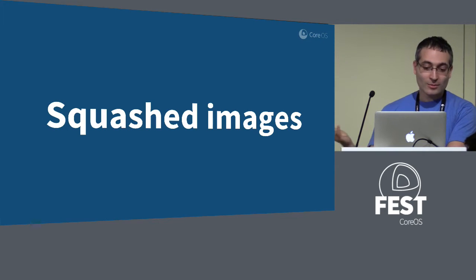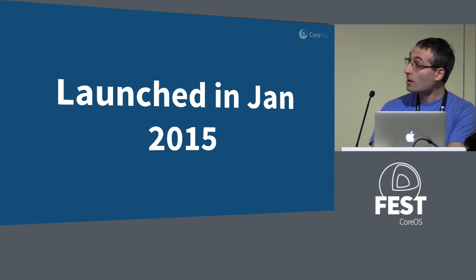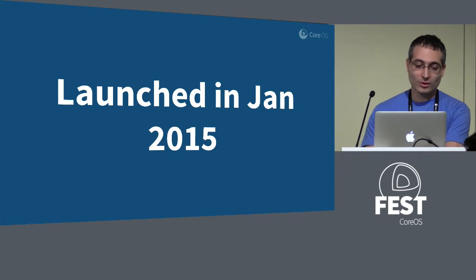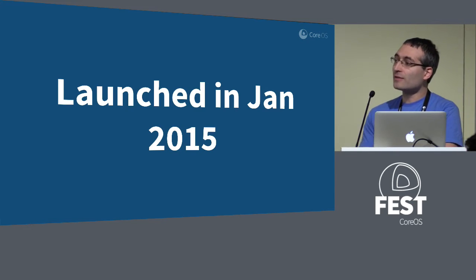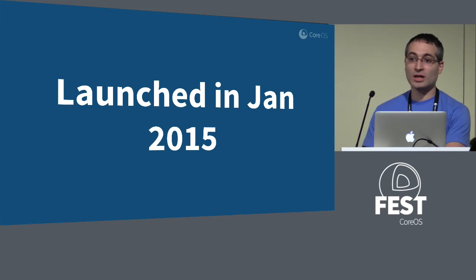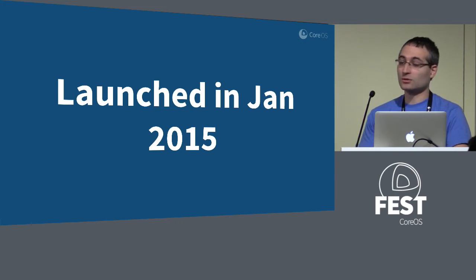So that's squashed images. This was our first attempt at trying to solve the idea of worldwide cluster distribution of images. We launched it last year in January of 2015, and we've actually seen it result in significant performance benefits. Quay itself actually deploys off of Quay, and even though Quay runs in US East, which is literally right next to itself, we've seen deployment times go down by orders of 50% by using squashed images.